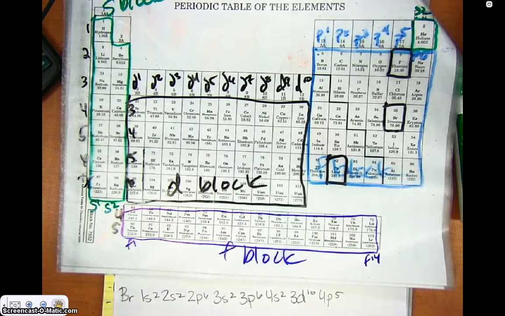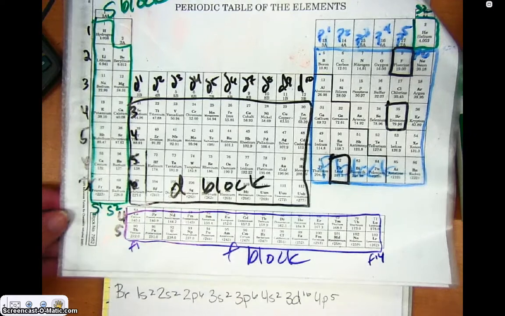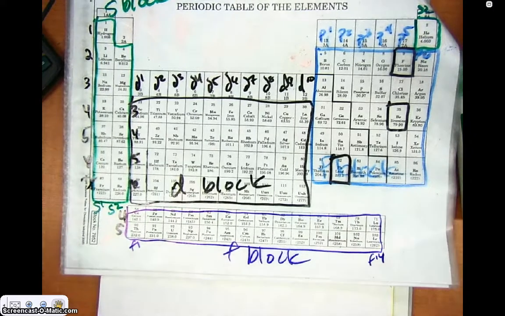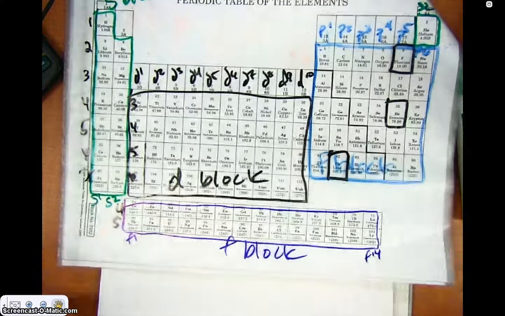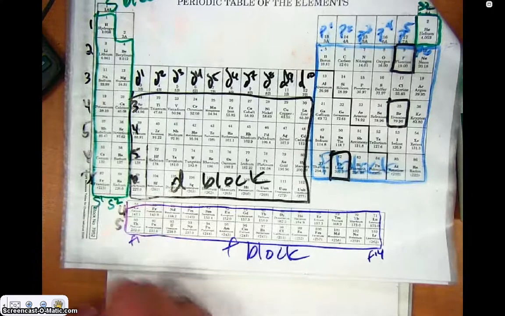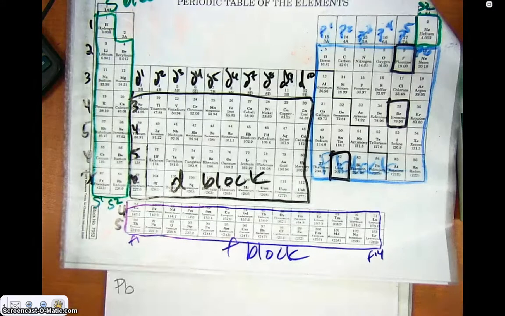Okay, so let's do one for lead, going through the F block. And again, this might take a little bit to get used to, but once you do it a few times on your own, it'll be easy to see.